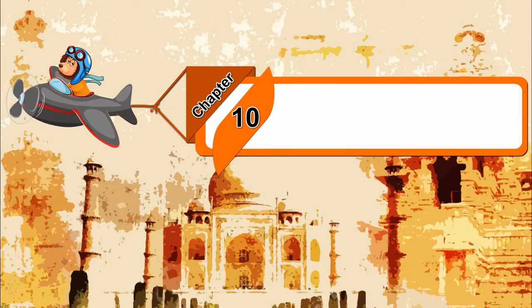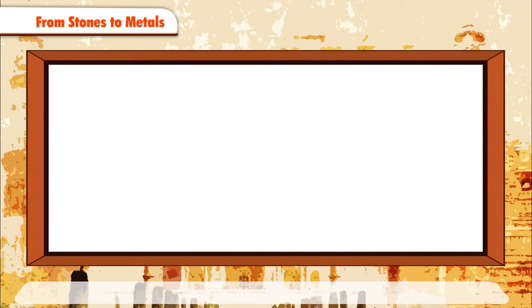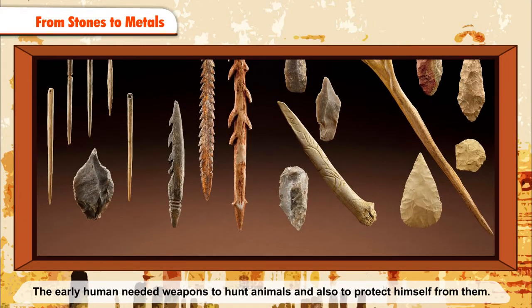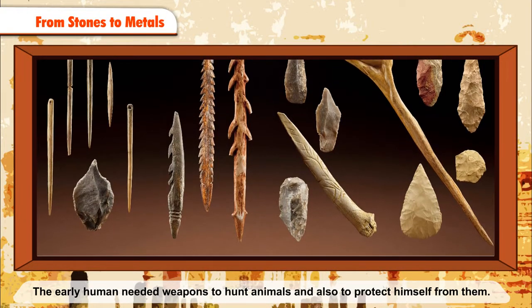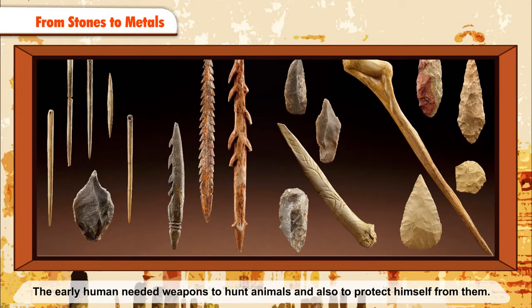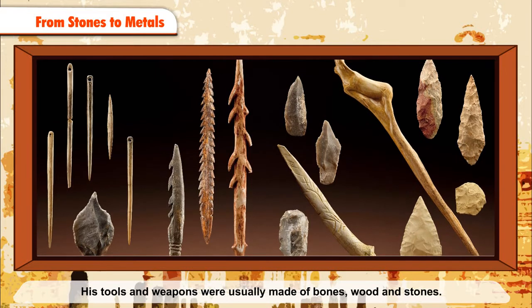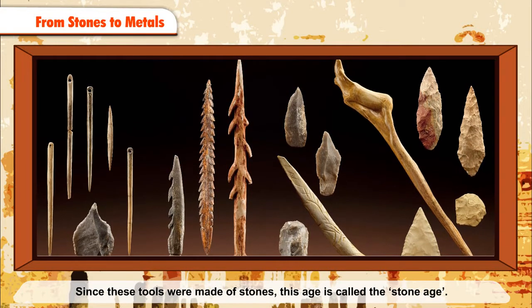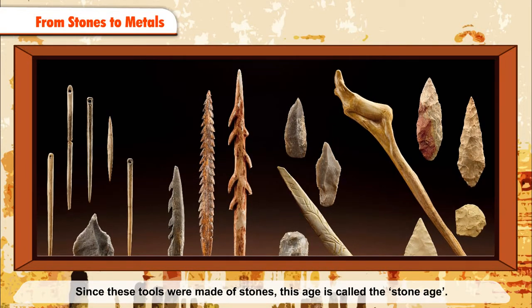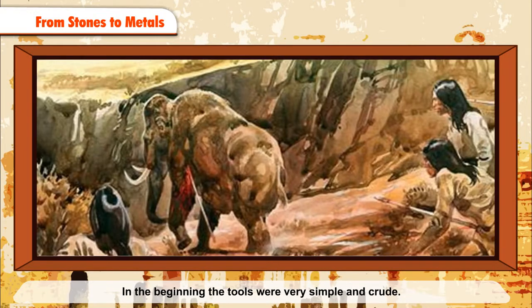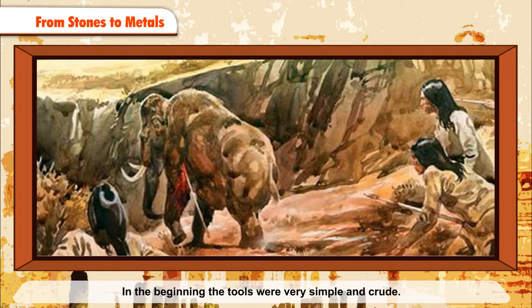Chapter 10: The Machine Age. From stones to metals. The early human needed weapons to hunt animals and also to protect himself from them. His tools and weapons were usually made of bones, wood and stones. Since these tools were made of stones, this age is called the Stone Age. In the beginning the tools were very simple and crude.